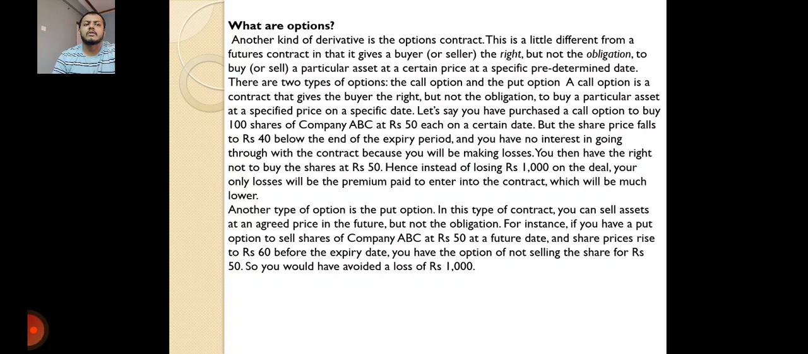Another type of option is the put option. In this type of contract, you can sell assets at an agreed price in the future, but not the obligation. For instance, if you have a put option to sell the shares of company APC at rupees 50 at a future date and the share price rises to rupees 60 before the expiry date, you have the option of not selling the shares at rupees 50. So you avoid the loss of 1000.